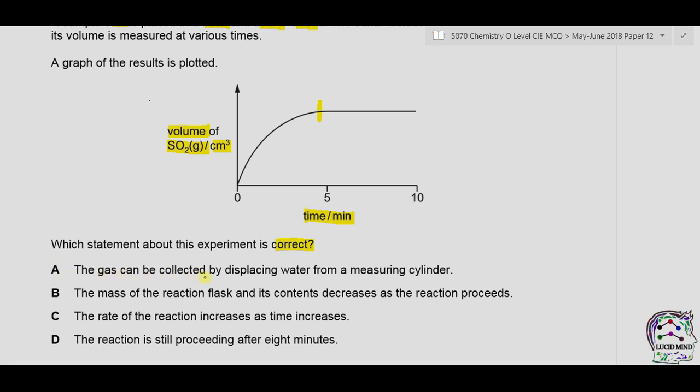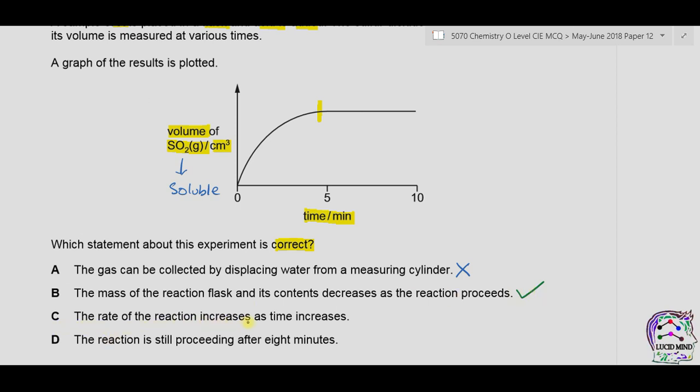Part A, the gas can be collected by displacing water from measuring cylinder. Now this is sulfur dioxide gas and sulfur dioxide is highly soluble in water. So for soluble gas we do not use displacement of water. Part B, the mass of the reaction flask and its contents decrease as the reaction proceeds. Now this statement is correct because gas is being formed as one of the product and it is collected. So therefore mass of reaction mixture is reduced.